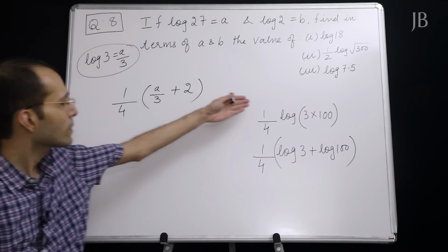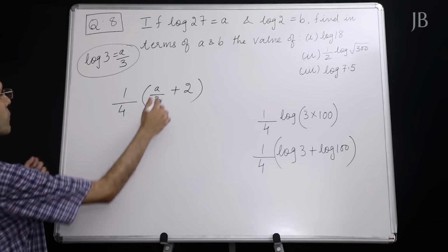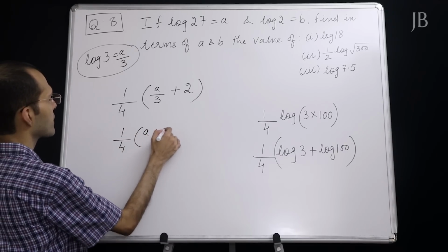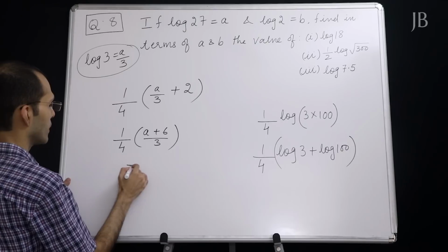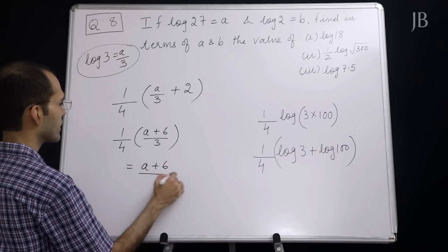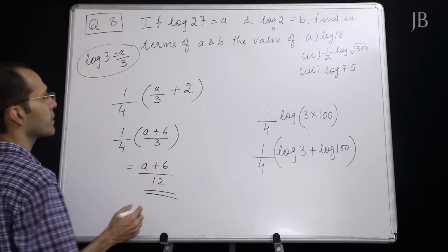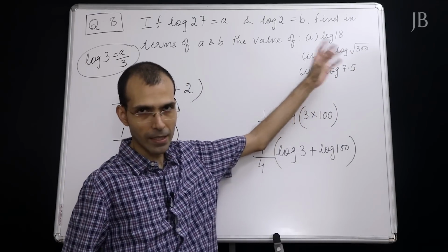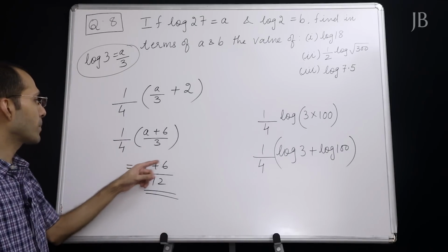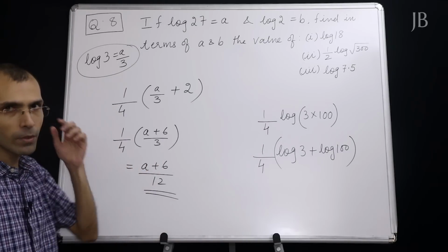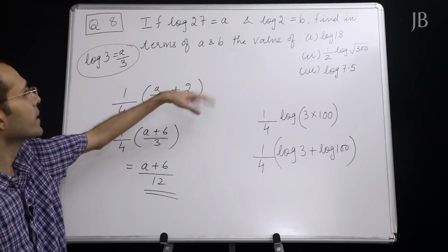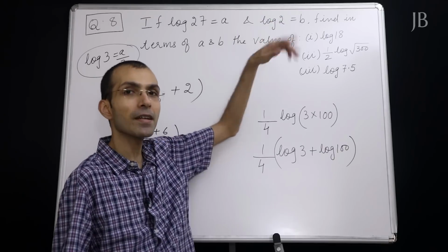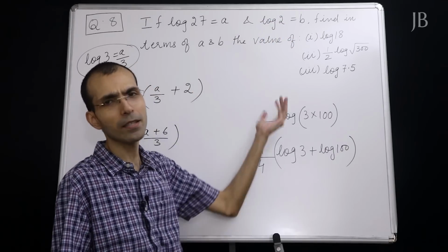So ho gaya. This comes to this, this comes to this. Now of course you have to simplify this. This would be a plus 6 upon 3. Finally it is a plus 6 upon 12. Therefore, the value of half log root of 300 under the given conditions is a plus 6 the whole divided by 12. Now here b did not come in the picture, that's okay, because there were 3 subparts, no? So certain subparts came in terms of a and b, certain may come only in terms of a.